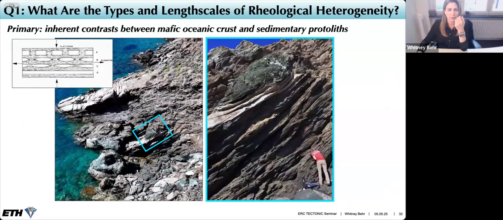Here's another example from the Kompotades belt with this eclogite lens embedded in a marble and metasedimentary schist matrix. You can see how the metasedimentary foliation wraps around it and encases that brittle lens, and the mafic block is brittlely dismembered within it.